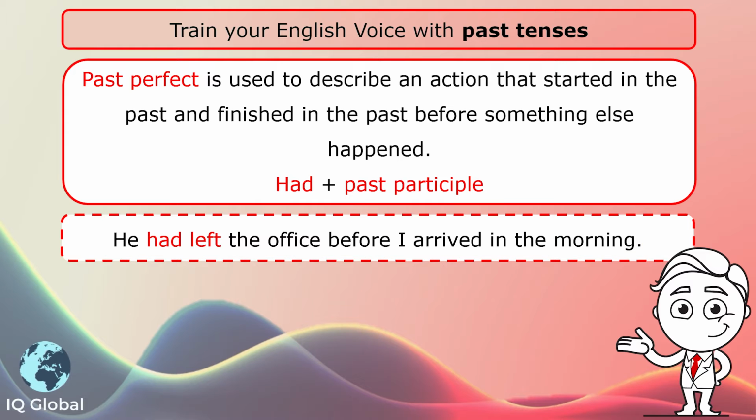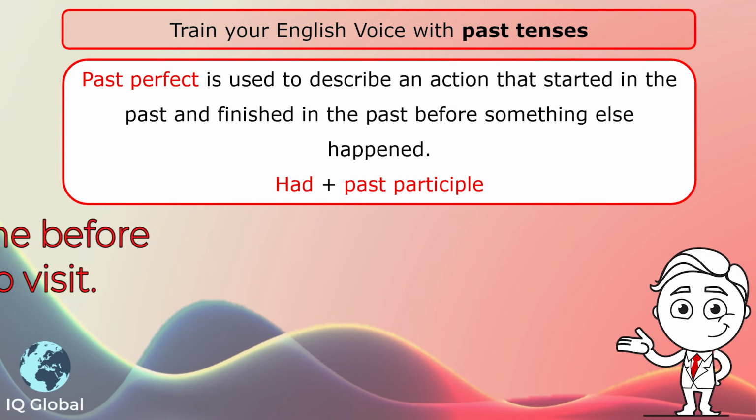What was the action that had started in the past and was finished? That he had left the office. He'd gone from the office. And the action that happened afterwards was that someone arrived in the morning. He had left the office, he'd gone before I arrived in the morning.